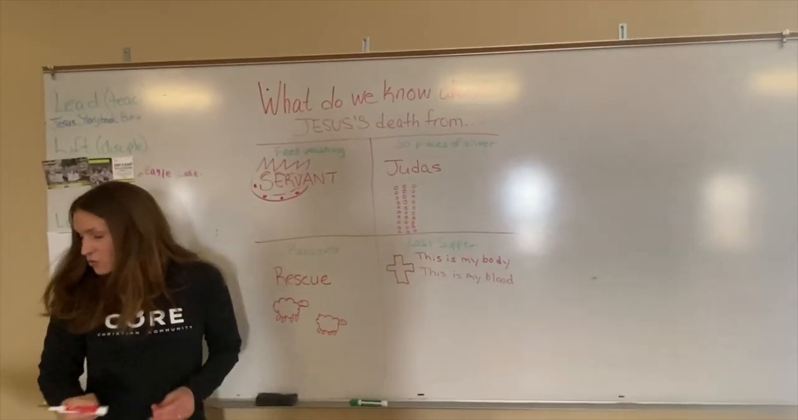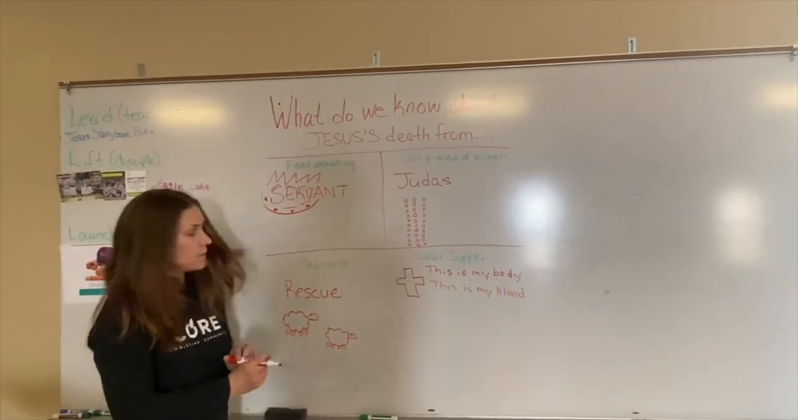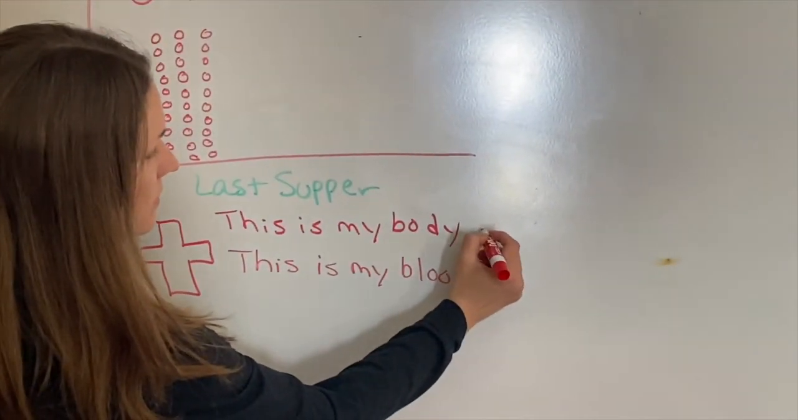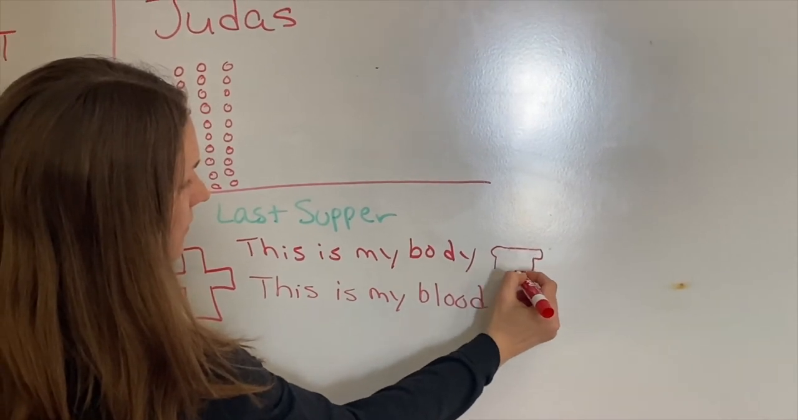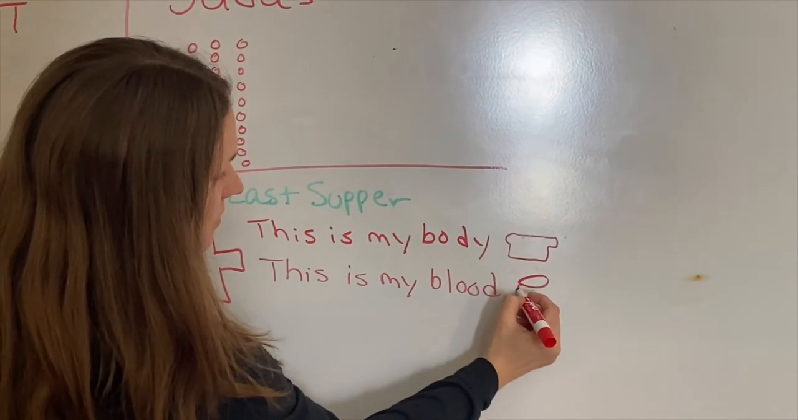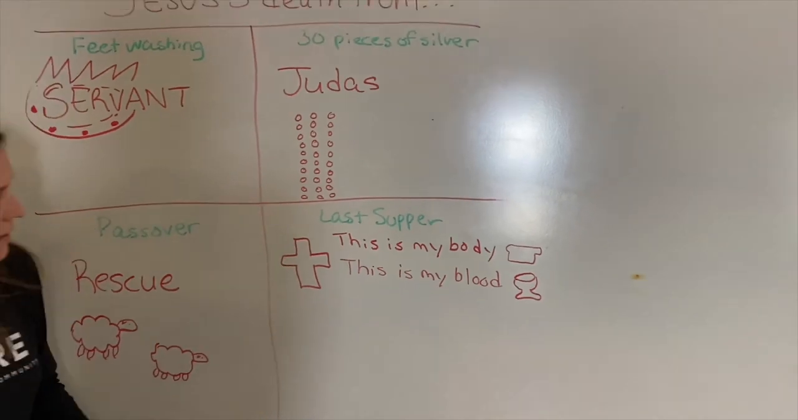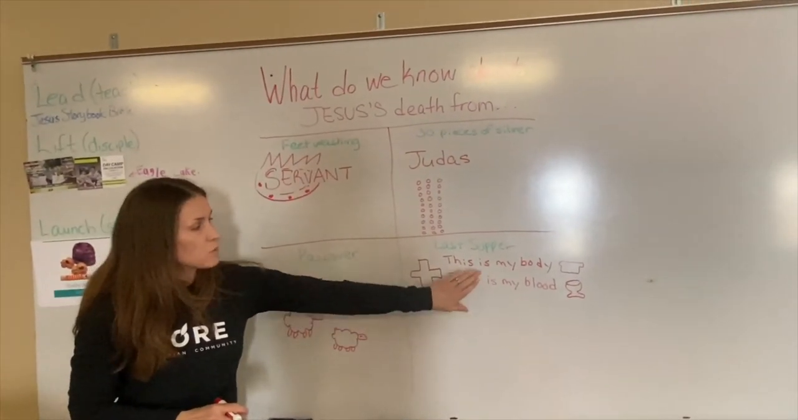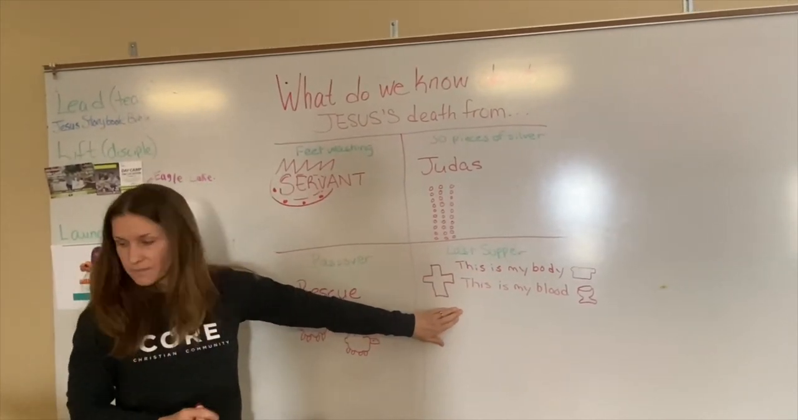And now we are going to draw pieces of bread in the cup. Maybe I can do this a little bit better than those sheep. Here we go. So bread, let's see, maybe a loaf of bread, and then a cup. All right. And once again, we remember Jesus' body was broken and his blood was poured out on the cross.